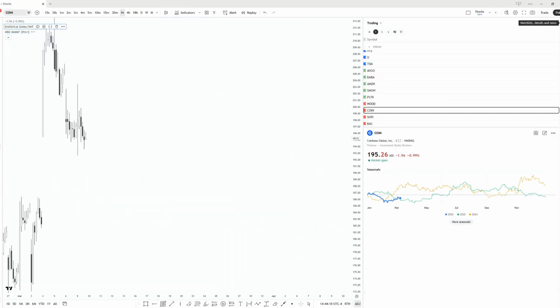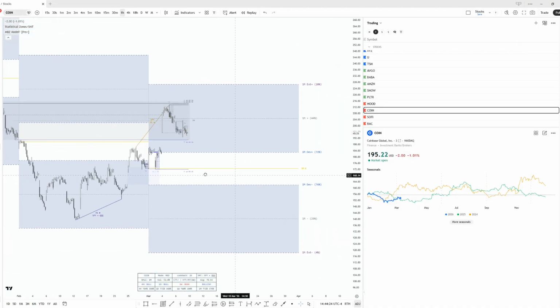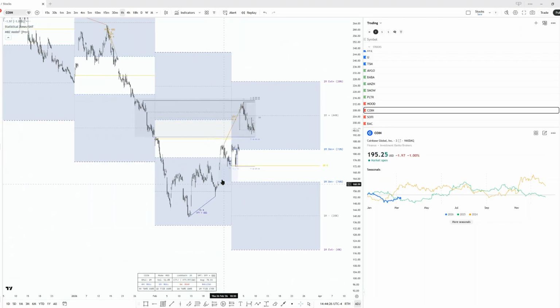But for example, here's an example on COIN. If we were to look at not even just the monthly zones, right? Like we can see there's a bullish opportunity, bearish opportunity thereafter. So you can see how there's a 76% chance of it reaching this level for the rest of March. I might start looking for bearish opportunities. That is what that is telling me.